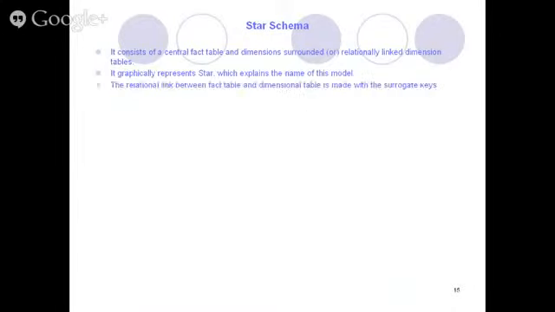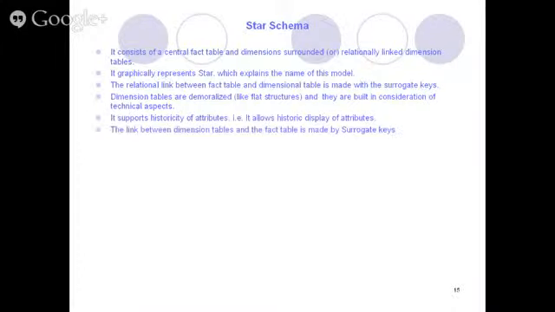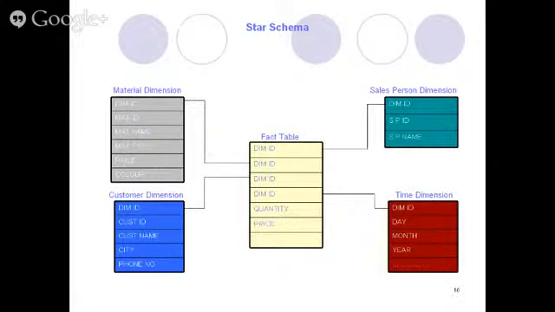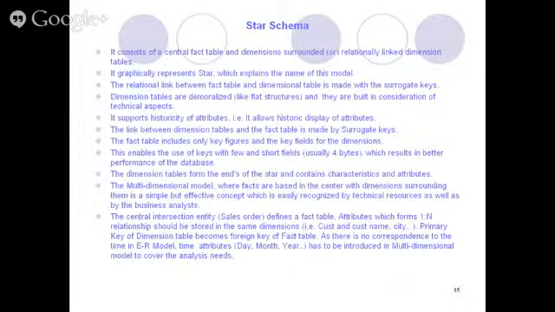So what is star schema? Star schema basically represents graphically like a star, and that is why it is called star schema. You can see that it has a fact table in the middle and the dimension tables surrounding the fact table. For that purpose, we call it a star schema, because it graphically represents a star. So we'll see what it is.